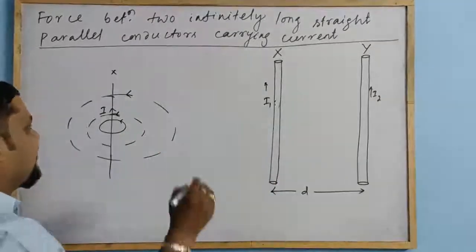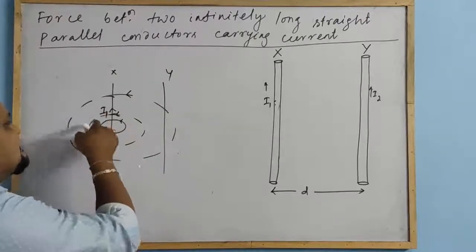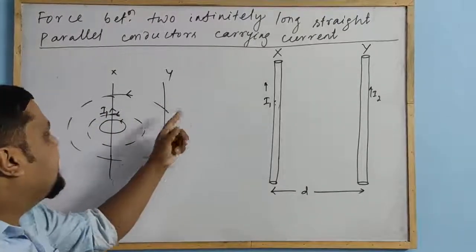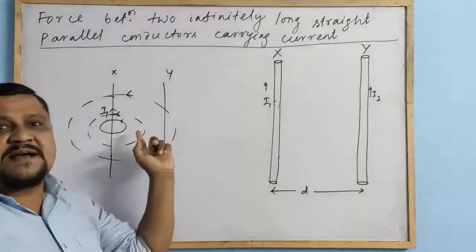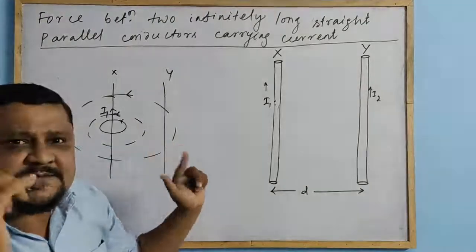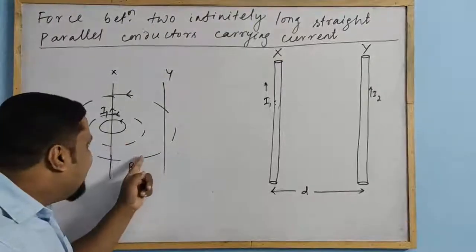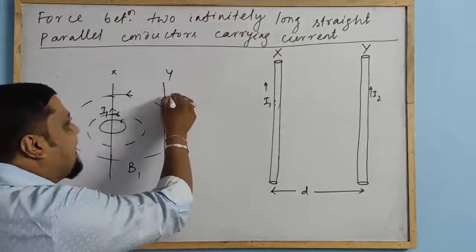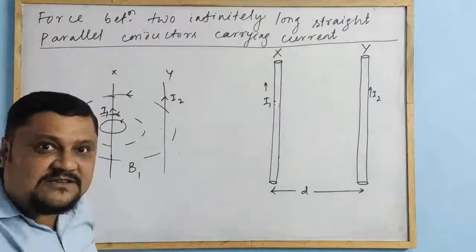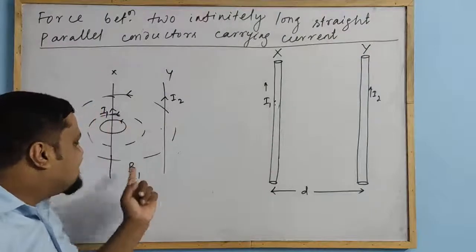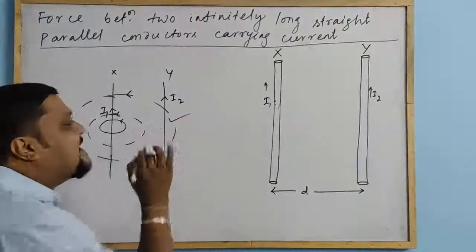If the second conductor Y is placed, obviously this is I1 suppose, if this conductor Y is placed in the magnetic field of the first conductor, because the first conductor, because of its current, produces its magnetic field. Suppose its magnetic field is B1. In this magnetic field, the second conductor which carries current I2 is placed. Now, recently we have discussed that if a current carrying conductor is placed in a magnetic field, it experiences a force. So it will experience a force.